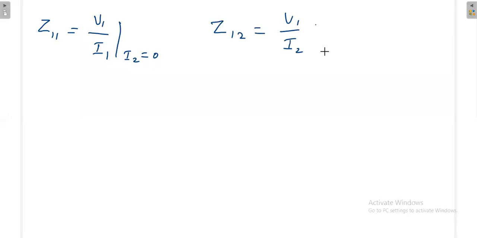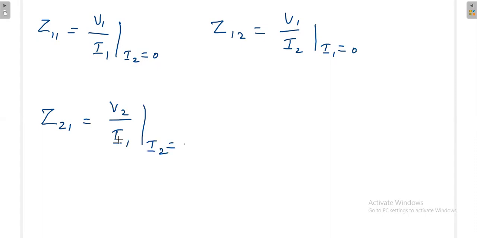Again, I can make only I1 equal to 0 because this is the open circuit parameter. So already I2 is there, so I have to make I1 as 0. Suppose they are giving Z21, then V2 divided by I1, then I have to make I2 as 0 because already I1 is there, only I can make I2 as 0. Similarly, if we need Z22, then V2 by I2, then I1 is equal to 0.